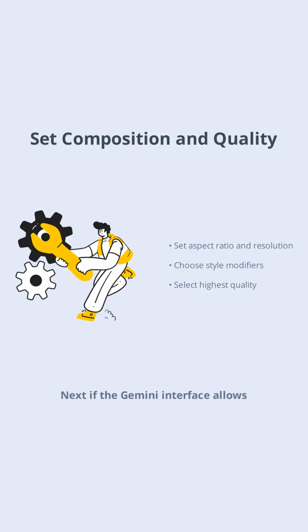Next, if the Gemini interface allows, specify your desired composition, aspect ratio, and image quality. You might see options for aspect ratio, such as 2:3, or settings for resolution and style modifiers like photorealistic, cinematic, or ultra-sharp. Choosing the highest quality will give you more detailed results. These settings help tailor the output to your needs, whether you want a dramatic cinematic look or a crisp, realistic photo. Take a moment to adjust these options before generating your image.